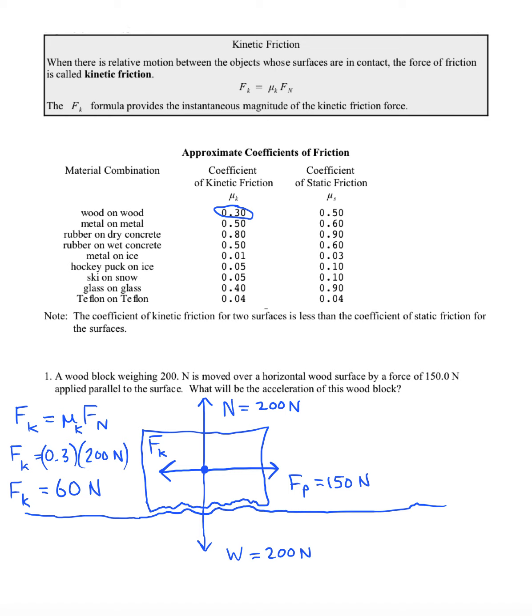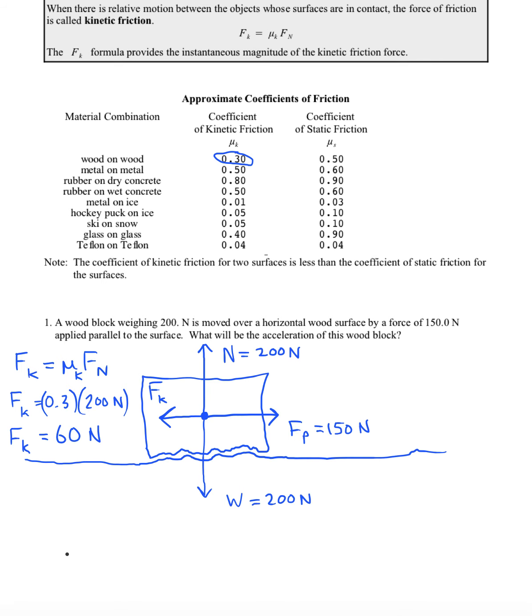Now we want to find out what the acceleration of the wood block will be. So we have to find the net force, and I'll find it by summing the forces. I'll do it with respect to the x direction. Alright, we're going to get negative 60 newtons for the friction, 150 newtons for the push. That's a net of 90 newtons for this block.